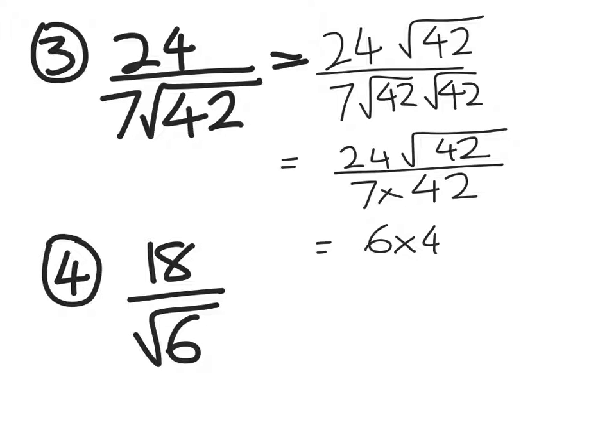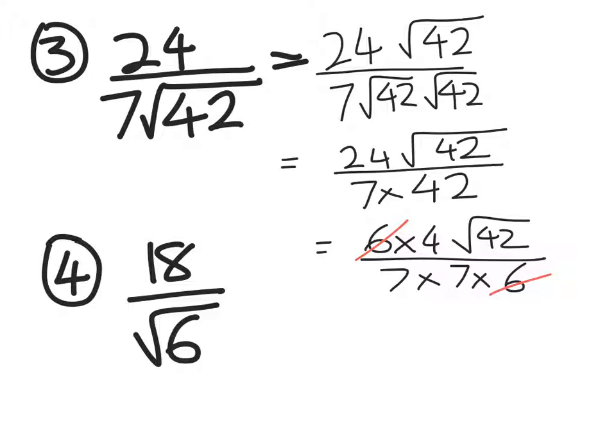We've got 6 times 4, root 42. And down here we've got 7 times 7 times 6. Okay, so the 6's simplify out, and I'm left with 4 root 42 on 49. But let's take a closer look and just see if there are any perfect squares lurking inside 42. Right, so always a good thing to do just before you finish that off.